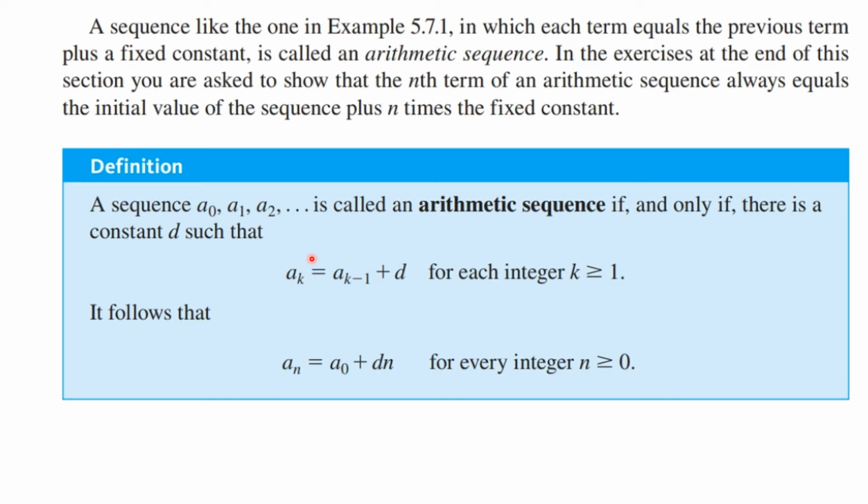So this is an arithmetic sequence if and only if, this is the definition, the next term is the previous term plus a fixed constant for all k greater than or equal to 1. Then you can also say that a_n is equal to a0 plus d times n. And in the previous example, that certainly holds.